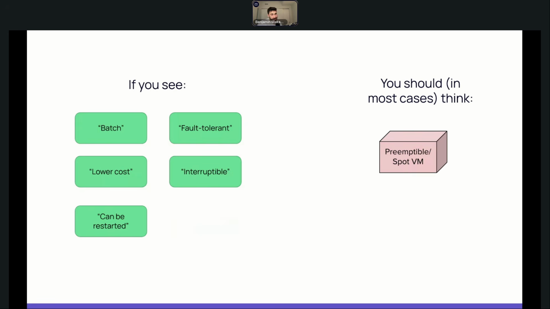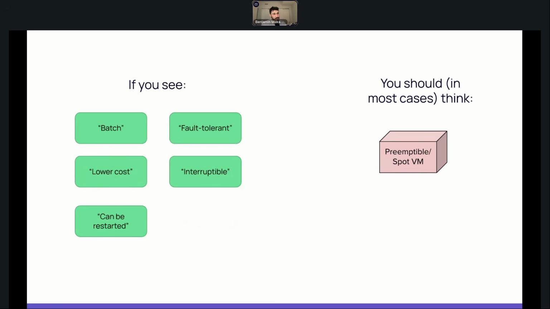All right. So this isn't really a service, but it is a general solution that shows up in multiple services, because a lot of services use Compute Engine VMs under the hood. So if you see a workload being a batch workload, or being fault tolerant, or cost being a concern, or the workload being interruptible and it can be restarted, this indicates very strongly the use of preemptible or spot VMs.